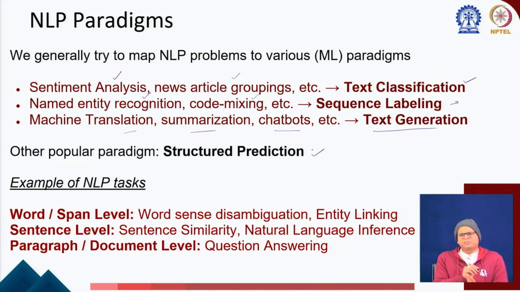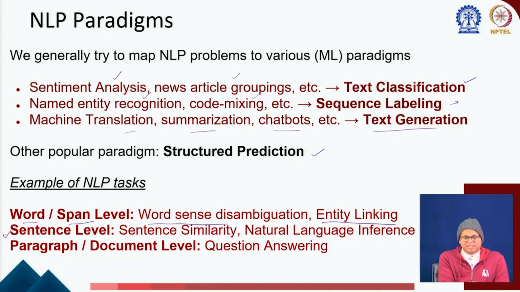And then we will see some different kinds of NLP tasks, which can be at various levels of granularity. They can be at the word or span level. For example, in word sense disambiguation, for each word you want to find out what particular meaning is implied. Entity linking can be based on a span.